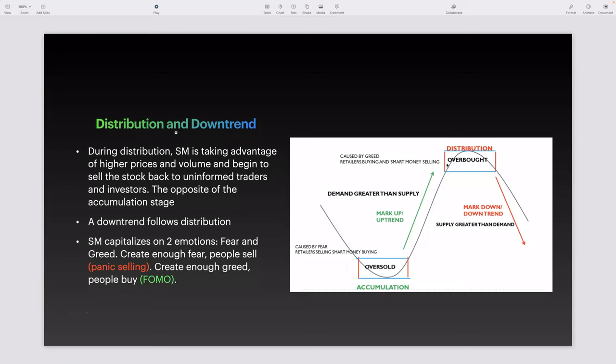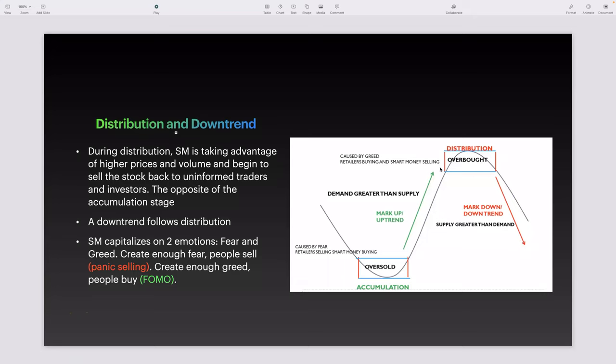And when you try to push it up out of this range, what are they doing? They are selling these large orders back. They are trapping you. They're scooping it up, and then it'll finally break that range. And that's when we'll get that downtrend, okay? Smart money literally capitalizes on two emotions, fear and greed. You create enough fear, people are gonna sell. You create enough greed, people are gonna buy, okay?